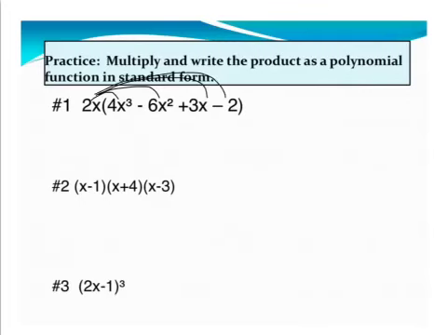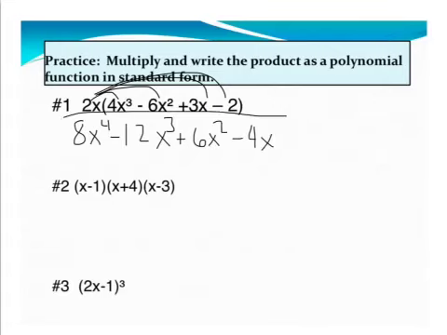So 2 times 4 is 8. X times x cubed is x to the 4th. 2x times negative 6x squared, so we get negative 12x cubed. Remember, we're adding our exponents when we multiply like bases. And we have 2 times 3 is 6, x times x is x squared, and we get negative 4x at the end. This is in standard form. We are good to go.